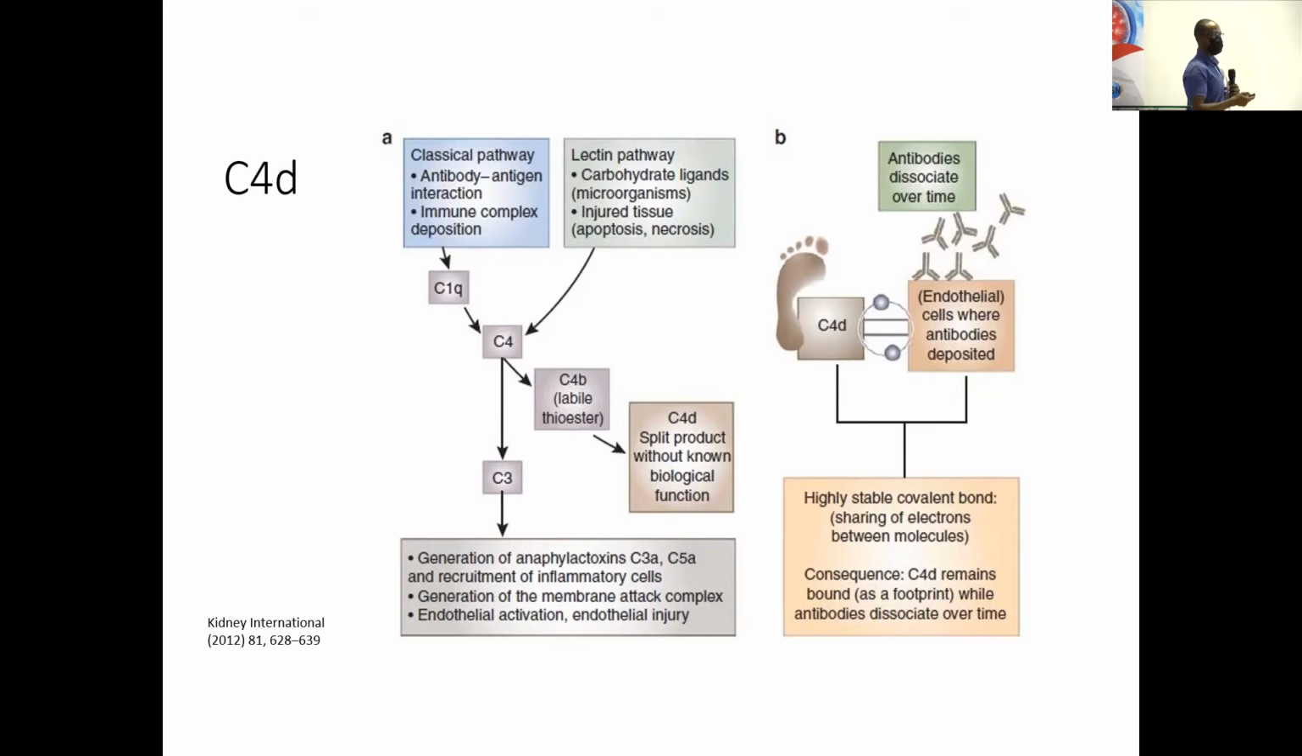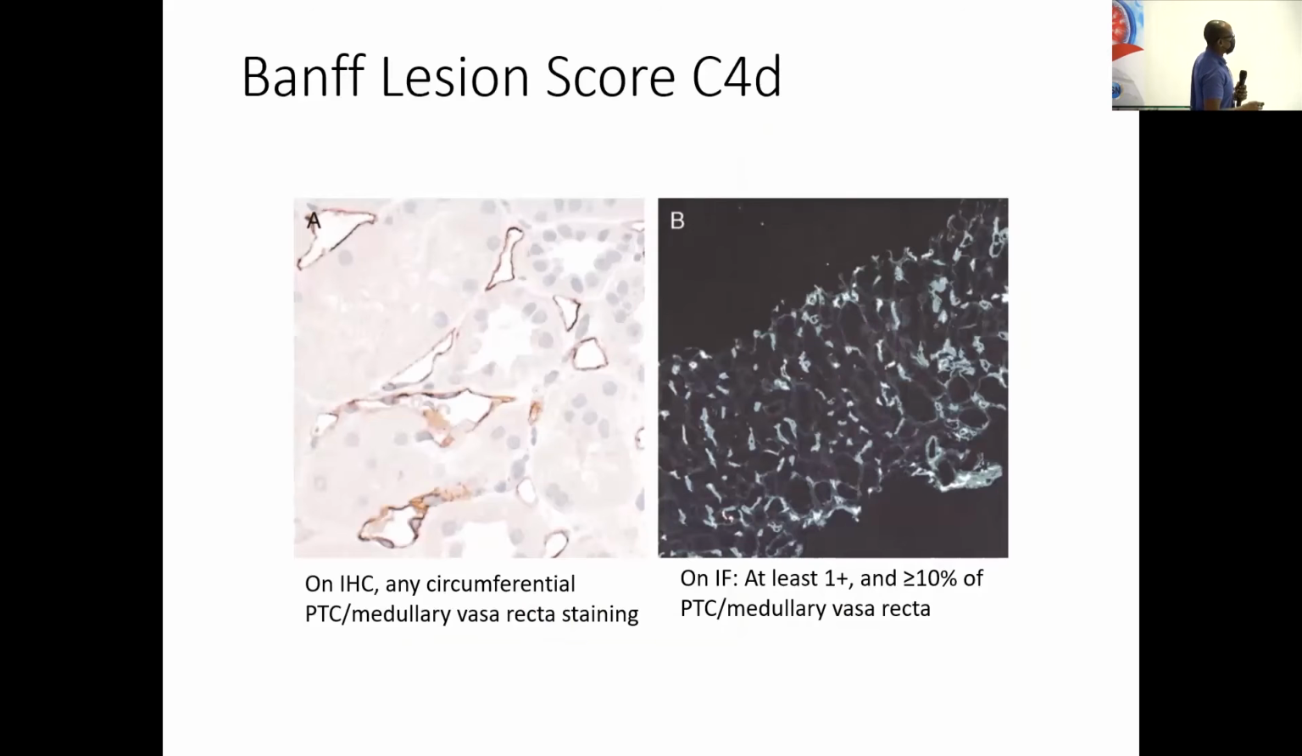Now, ironically, the fact that it doesn't do anything is useful to a pathologist, because it means that it's not quickly removed from the tissue, unlike all the other active products which need to be cleared out of the circulation. So we use C4D as a sort of footprint, because it hangs around so long, to tell us that antibody was here. Essentially what we do is look for any circumferential staining on immunohistochemistry. There's actually a scoring system if you do it on immunofluorescence. I find the immunohistochemistry much easier to interpret because you can see the architecture of the tissue.